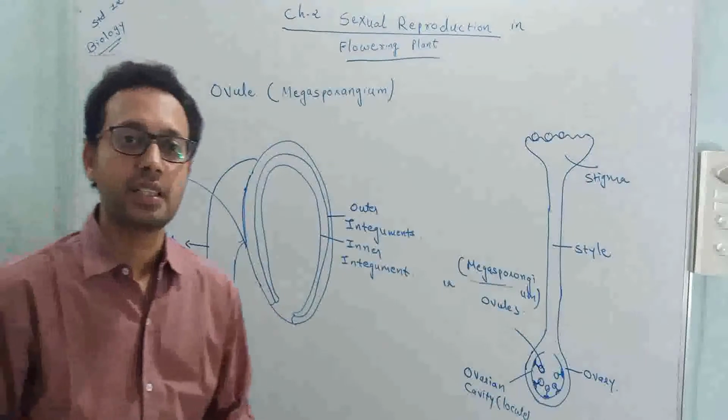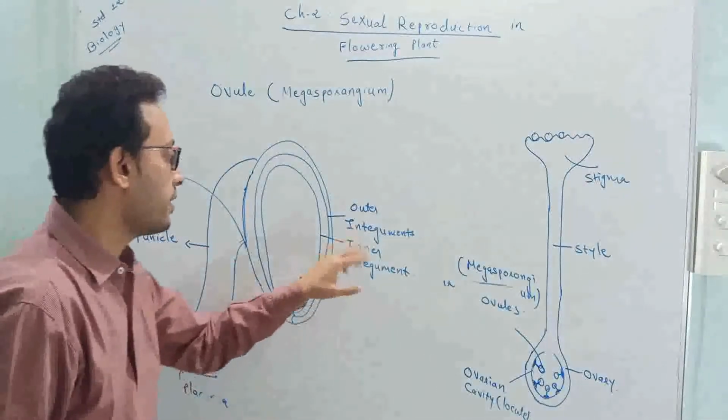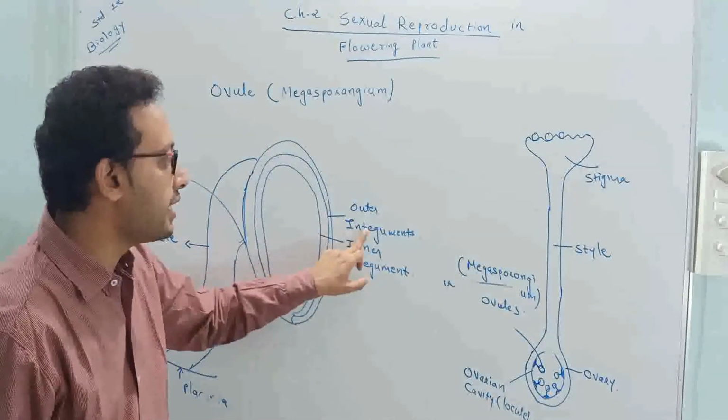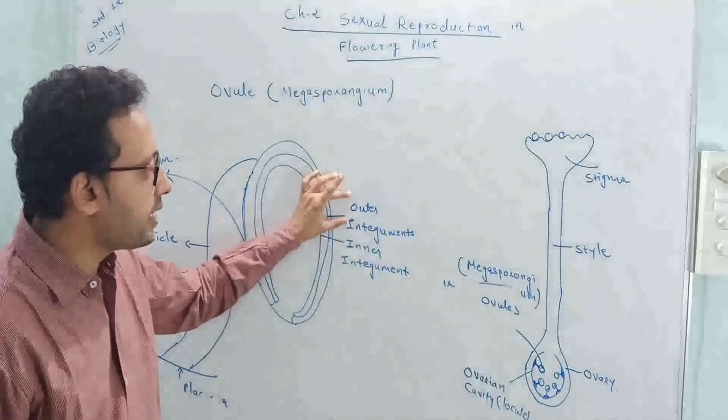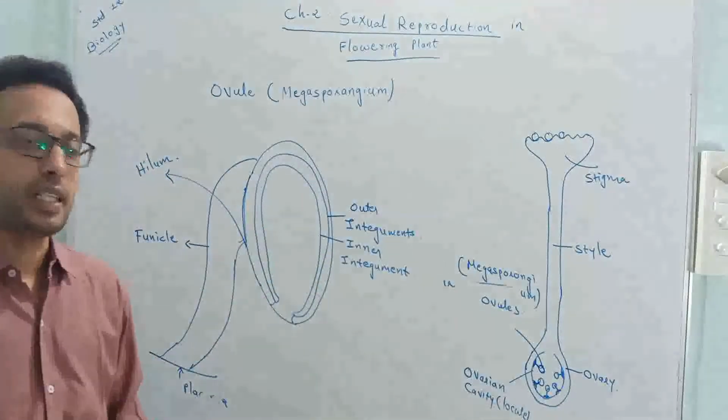So how many layers surround an ovule? The ovules are surrounded by two layers. The layers are called integuments. The outer one is called the outer integument. The inner one is called the inner integument.